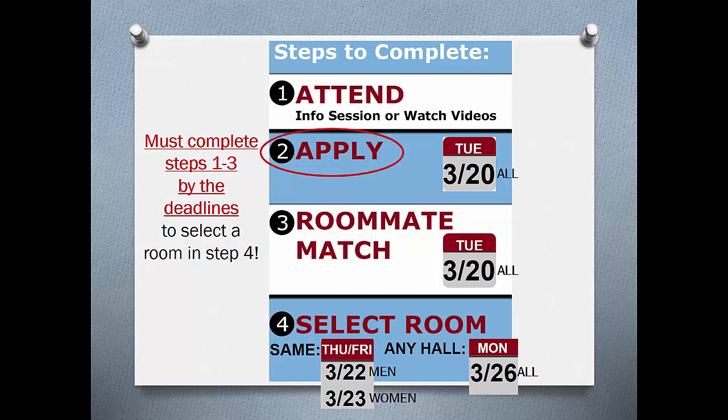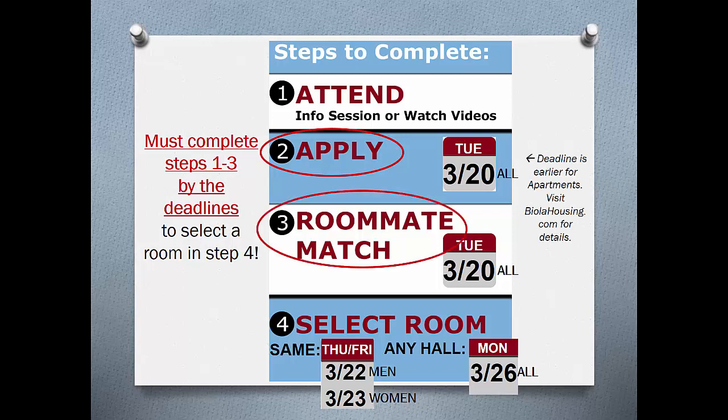Step 2 is to complete the housing application by Tuesday, March 20th. Be aware that the application deadline for the Biola apartments is earlier. Step 3 has you match together with your future roommates so you can eventually select a room for each other. And step 4 is to select a room at your selection time during a room selection phase. Selection times will be distributed at noon the day before your selection phase occurs.